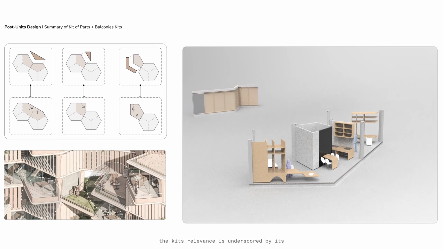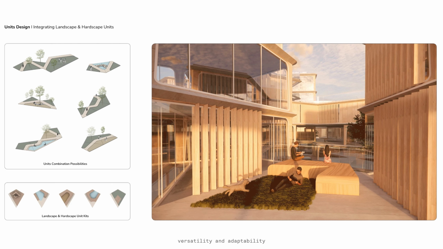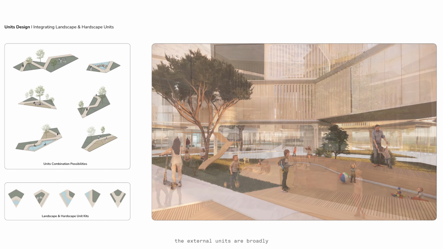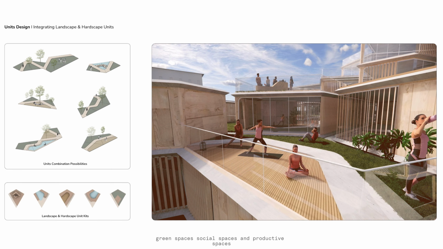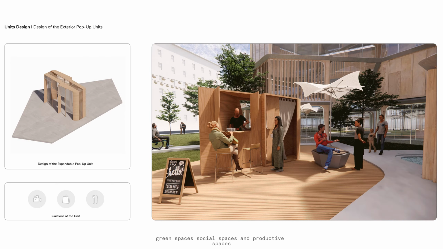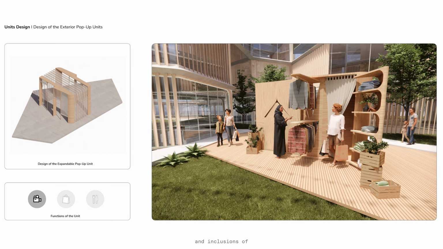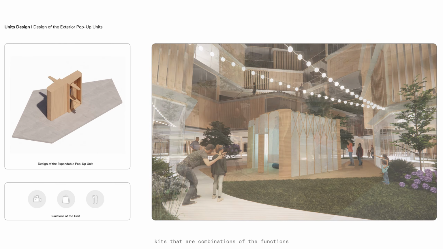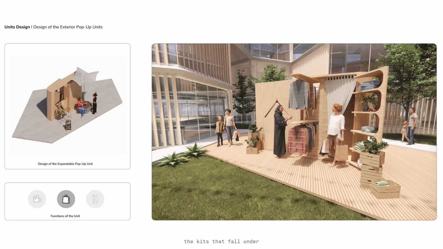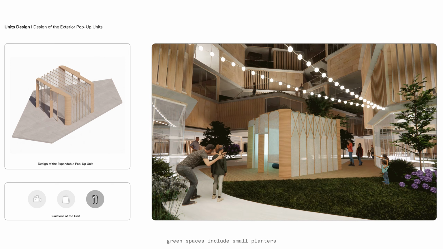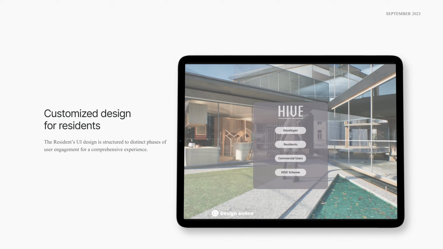The kit's relevance is underscored by its versatility and adaptability. The external units are broadly classified based on their functions into green spaces, social spaces, and productive spaces, and inclusions of kits that are combinations of the functions. The kits that fall under green spaces include small planters, turf.